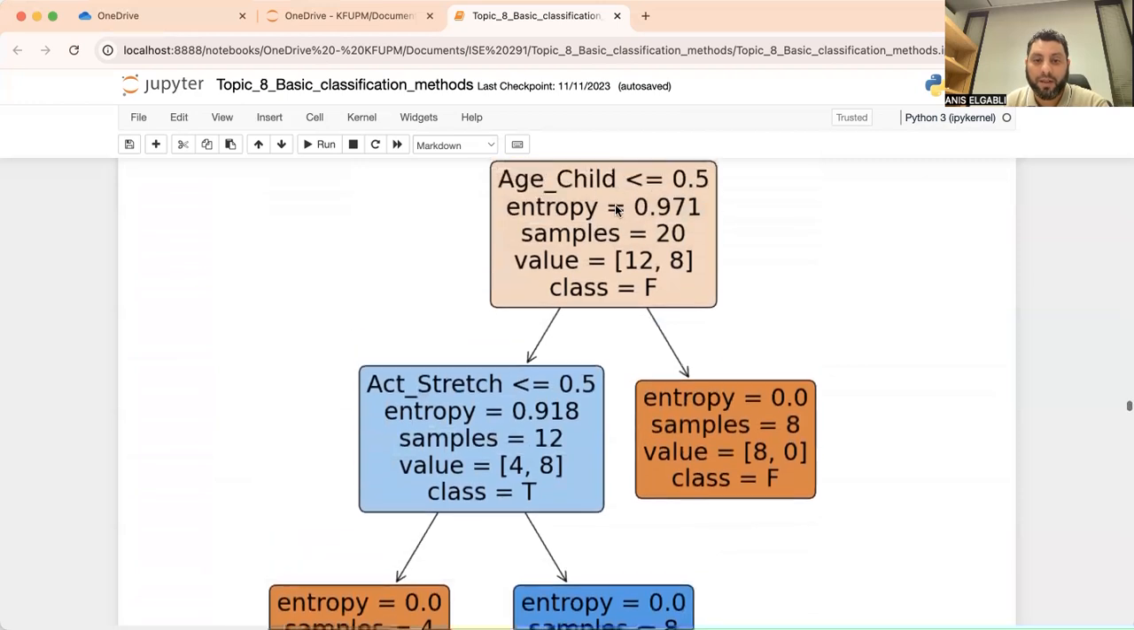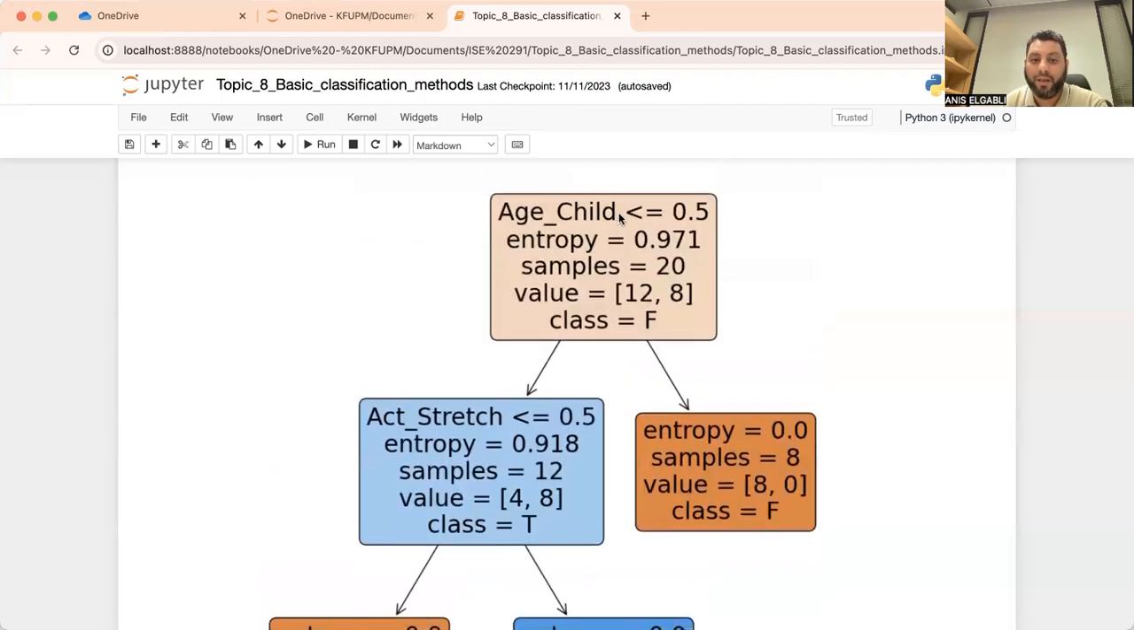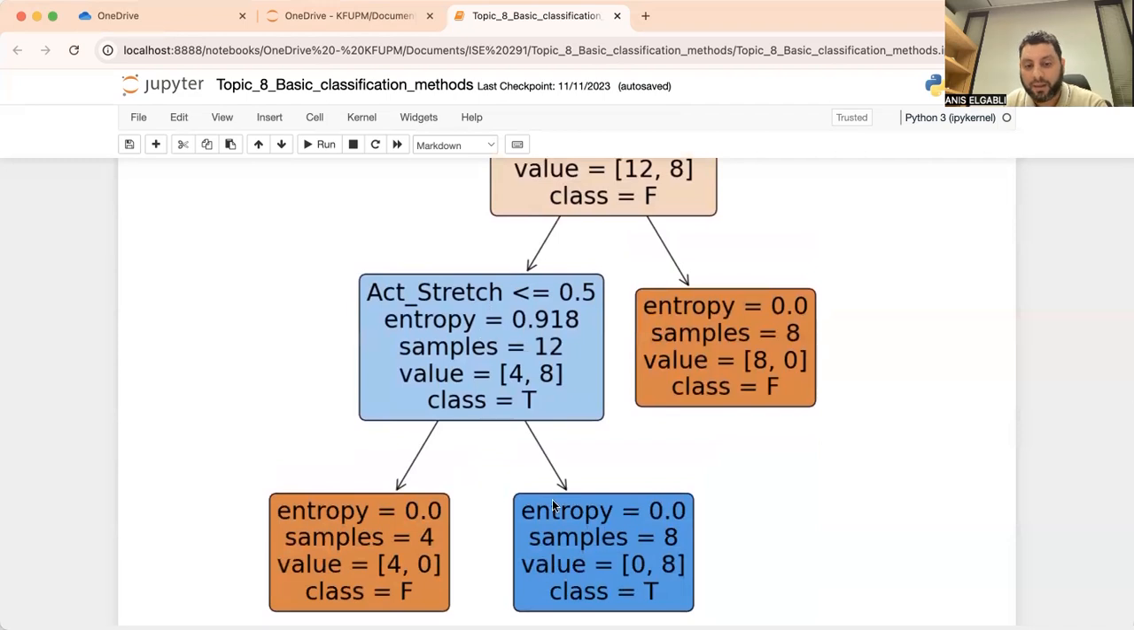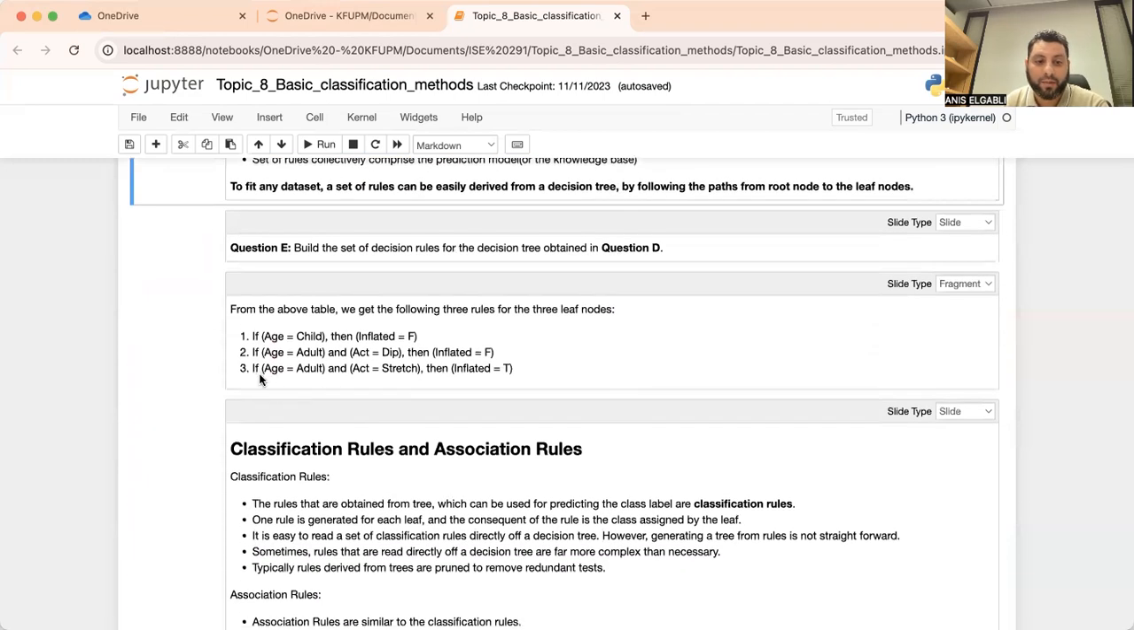Now here, if age is equal to adult, I come here, and act is equal to stretch because I come here if this condition is not satisfied. And this is not satisfied when act is equal to stretch, because when act is equal to stretch, that means act stretch is equal to 1. That is greater than 0.5. So we come here. So when age is equal to adult and act is equal to stretch, inflated is equal to true. That's the last one. If age is equal to adult and act equal to stretch, then inflated is equal to true.